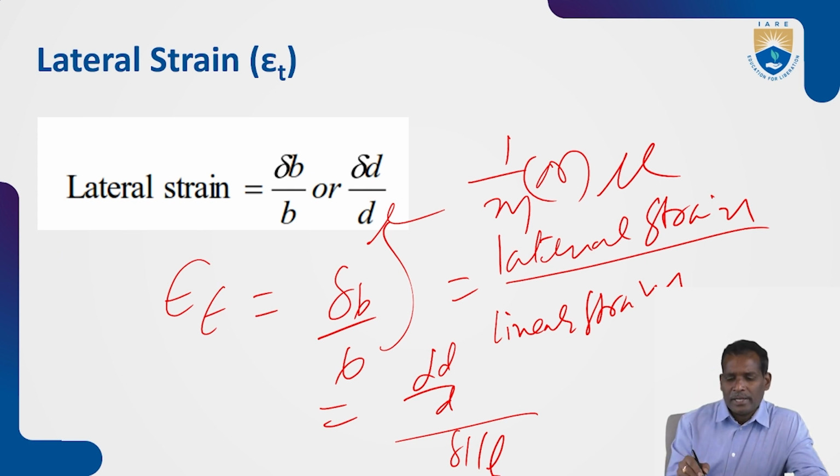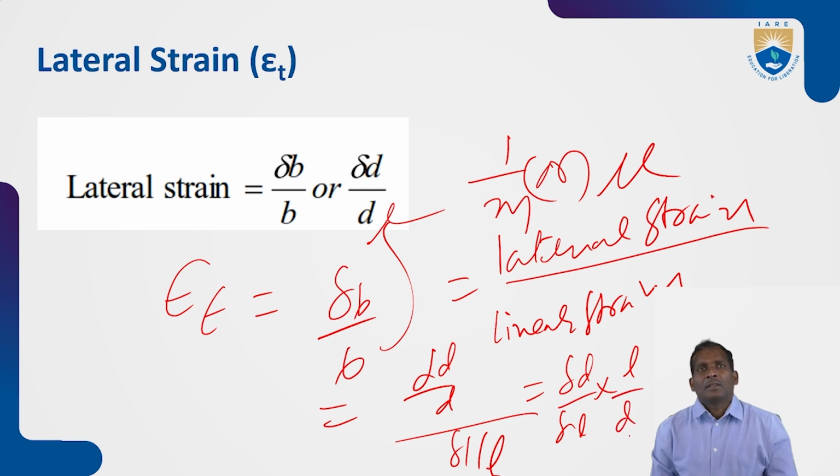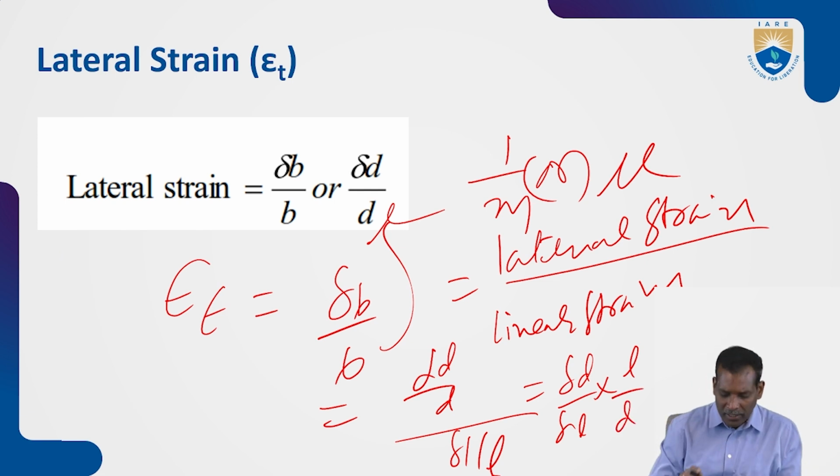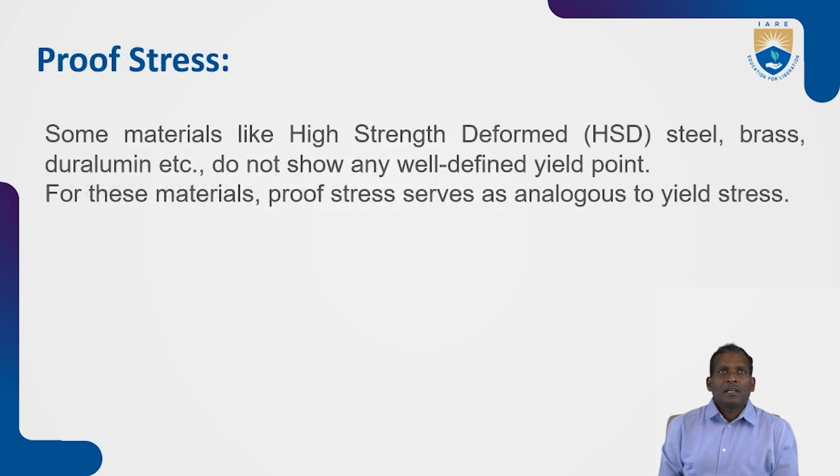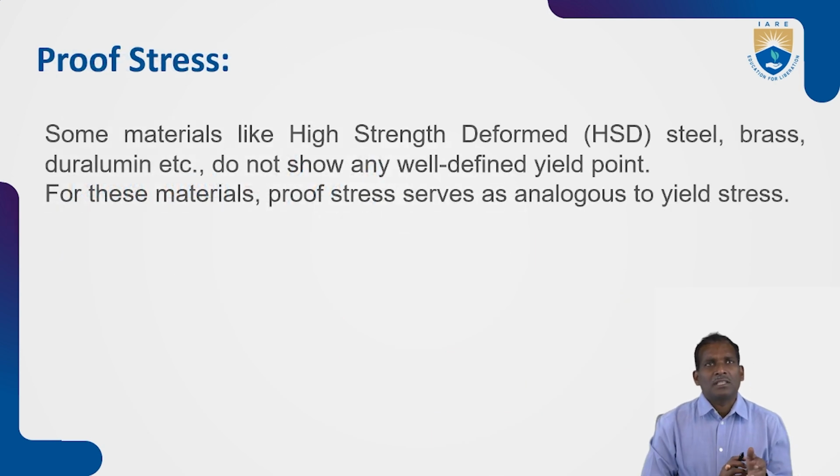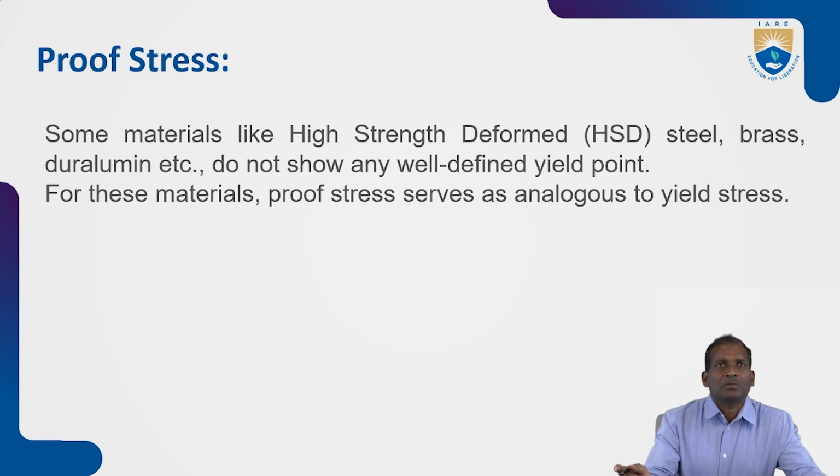Clear? So delta D by delta L is equal to L by D. So this is Poisson's ratio calculation. Next, proof stress. What is this? We have seen tensile stress, compressive stress, shear stress, and normal stress. So what is this proof stress?